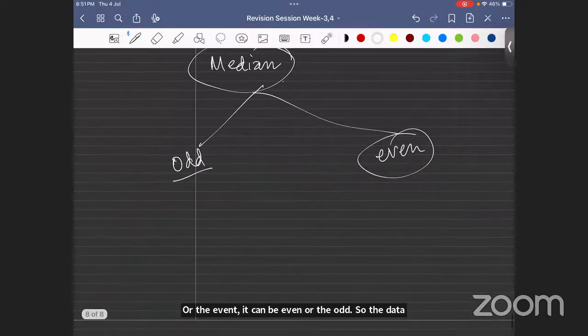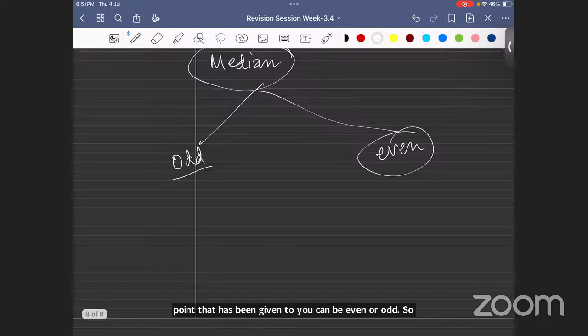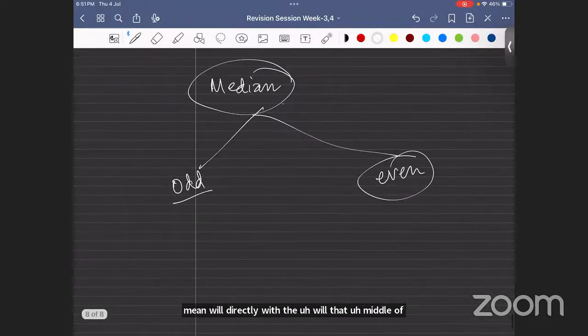Whenever you have an odd number, so the number of observations given to you is odd, then the median will directly be the middle of the ordered list. Sorry, not the mean, we are talking about the median. The median is basically the 50th data point, or you can say, whenever you are arranging, you first have to arrange those data points.